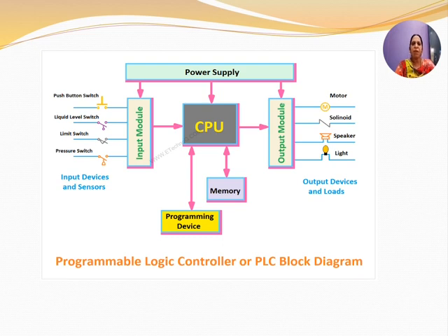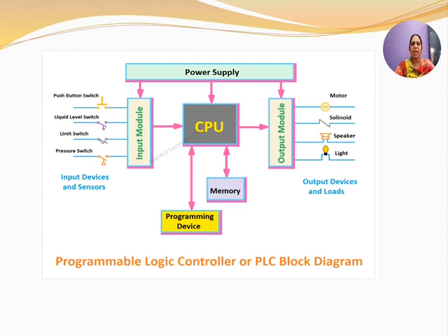The basic block diagram of a PLC is nothing but a computer, as I told you earlier, which consists of a power supply. We have the input module, the output module, the CPU, that is the central processing unit, the programming device, the memory, then the input devices and sensors, the output devices and the loads. You can see in the picture, you have the input module.